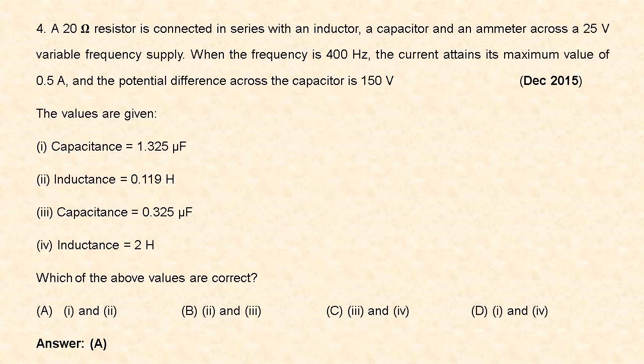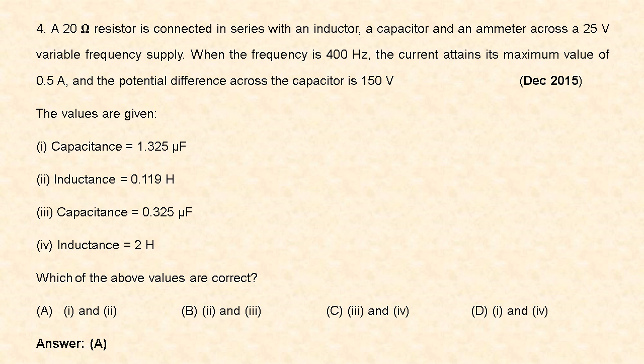Next question. A 20 ohm resistor is connected in series with an inductor, a capacitor and an ammeter across a 25 volt variable frequency supply. When the frequency is 400 Hz, the current attains its maximum value of 0.5 amps and the potential difference across the capacitor is 150 volt.